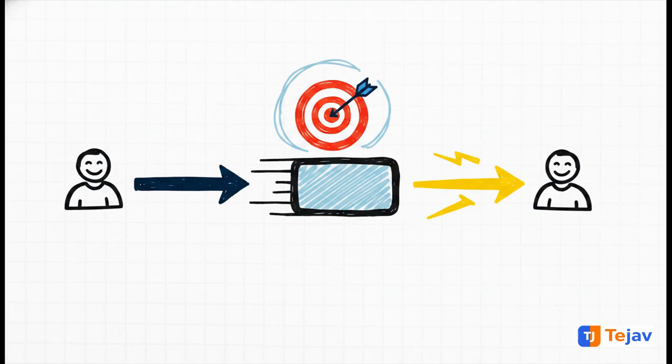Now, a cache hit. This is the golden ticket. This is what we want. It means the data the user was looking for was right there, waiting in our super fast cache. We can grab it and send it back almost instantly. This is what makes an app feel responsive and snappy.